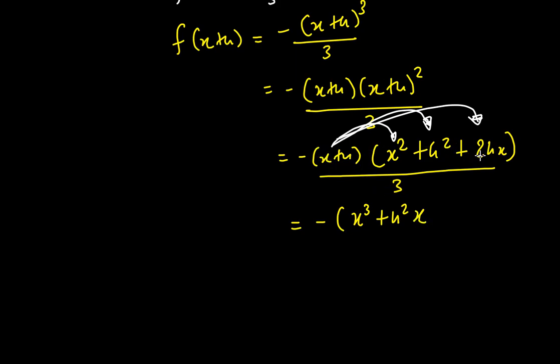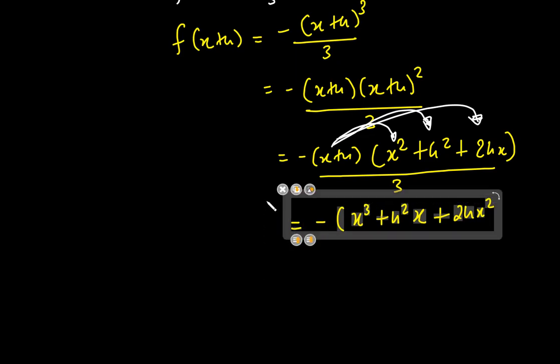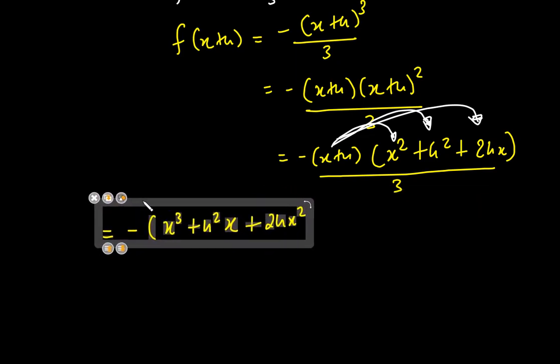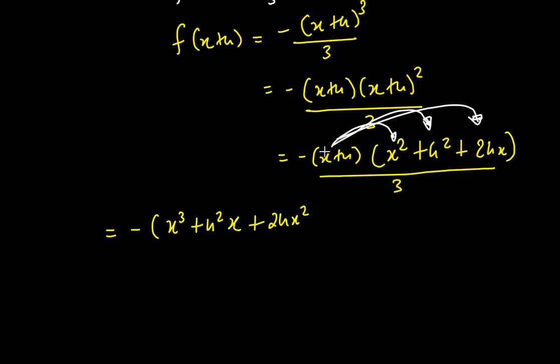x times 2hx would be 2hx squared, isn't it? It will be 2hx squared, because x times x is x squared, right? I've run out of space, so let me quickly take out these here, then we can continue. So now that we have that, we now go to h.